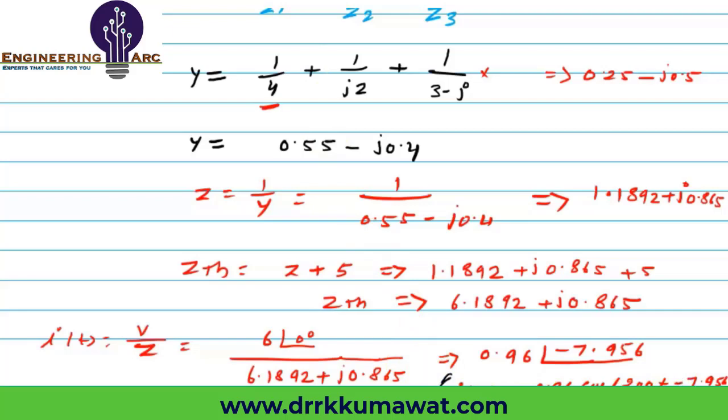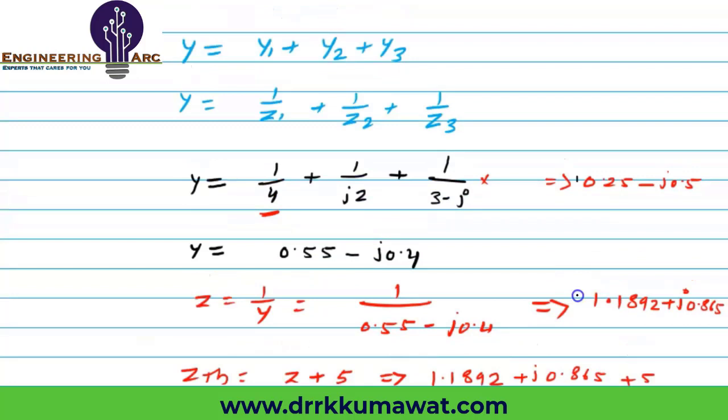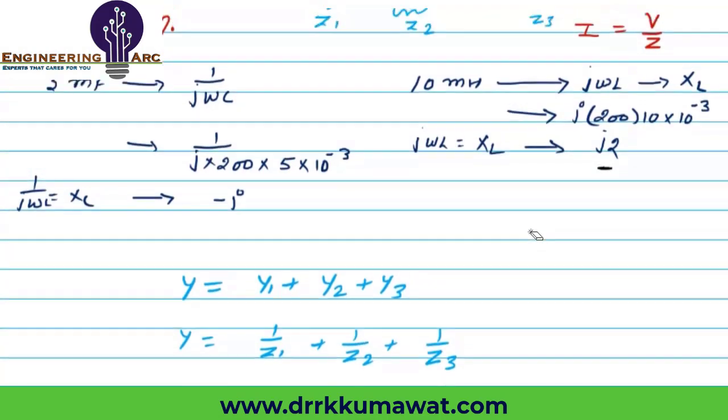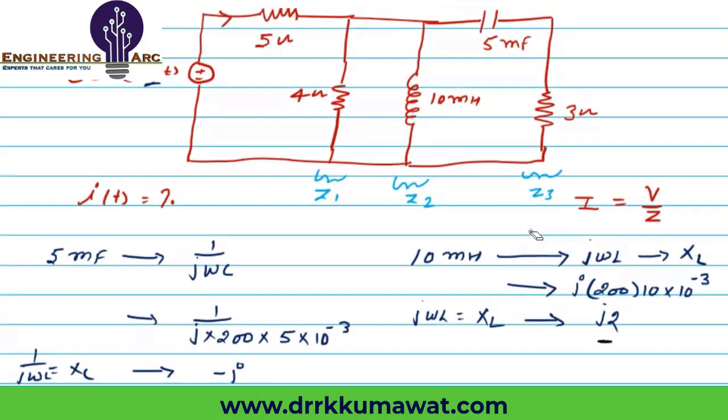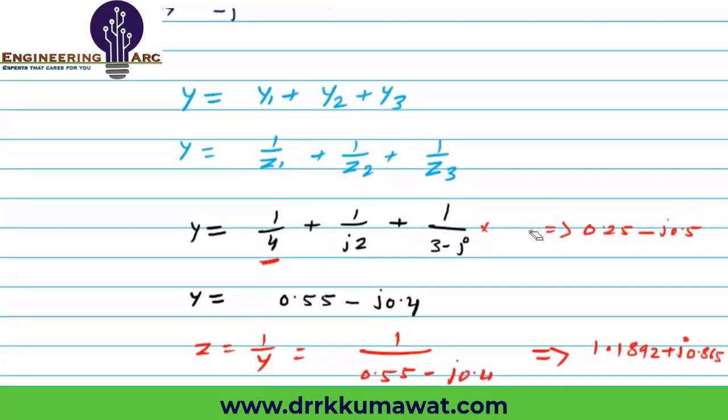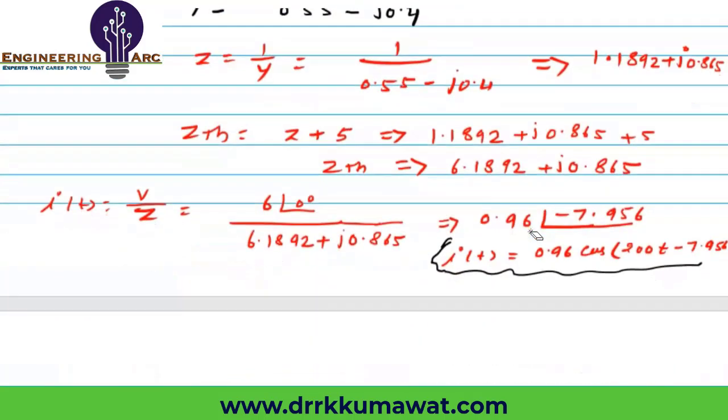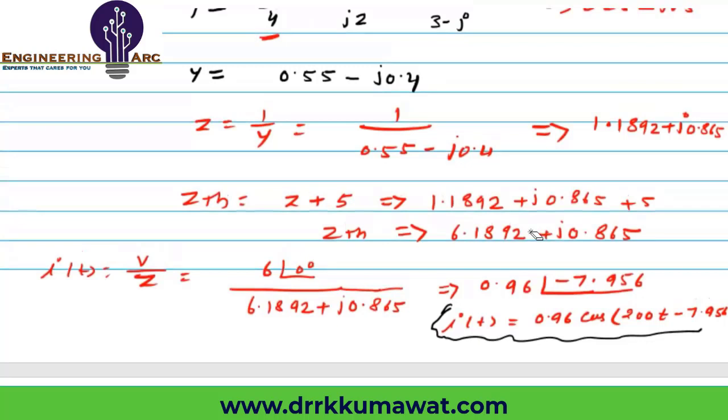So in this problem, a simple series parallel combination of a circuit is given and we find the value of the input current, total current I of t. First we convert our inductor and capacitor into reactive form. Then we calculate the total impedance of the circuit Z by applying the impedance method, put in the formula I equals V upon Z, and calculate the value in the time domain, which has the value of 0.96 angle of minus 7.956.